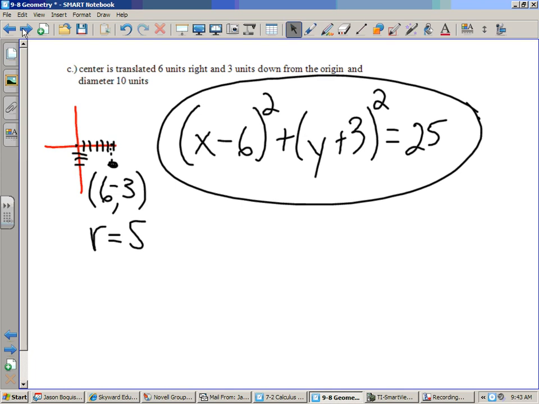Okay. Any questions how I found the center or the radius in that problem? Or why it's a 25 over there? No?